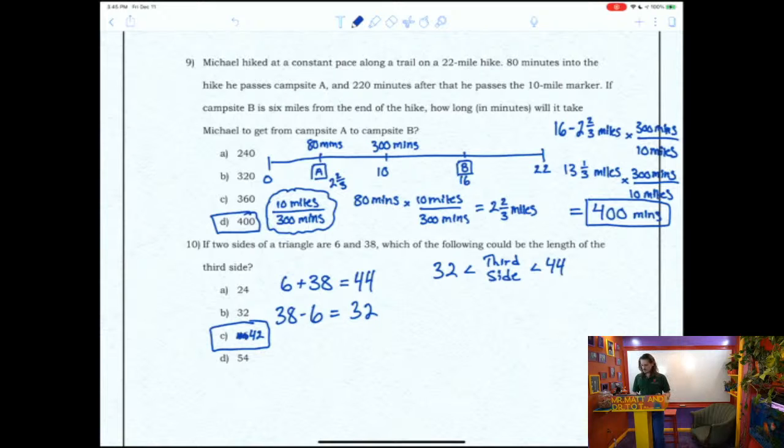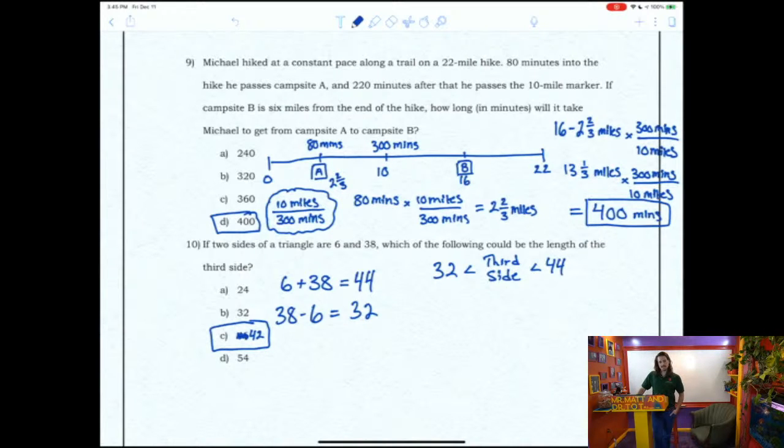Okay, so with number 9, if we draw a number line from 0 to 22, because it's a 22-mile hike, we know that 80 minutes in he passes campsite A, and 220 minutes after that, so 80 plus 220 would be 300 minutes into the hike, he passes the 10-mile marker. So we know that he hikes at a rate of 10 miles every 300 minutes. So that's the rate that we're going to use.